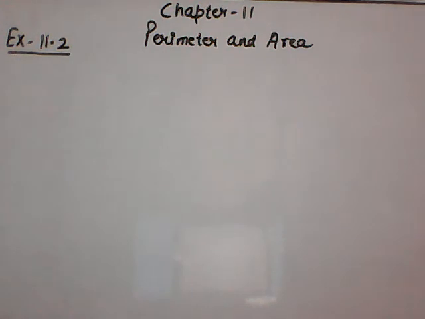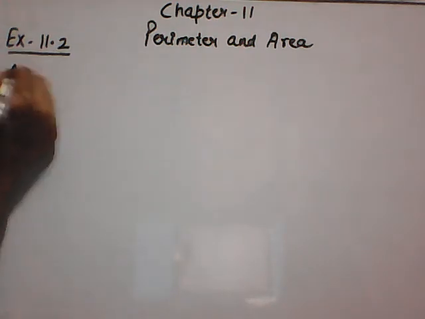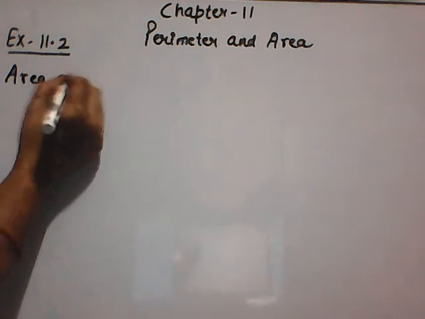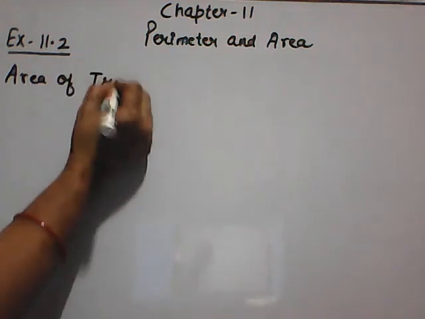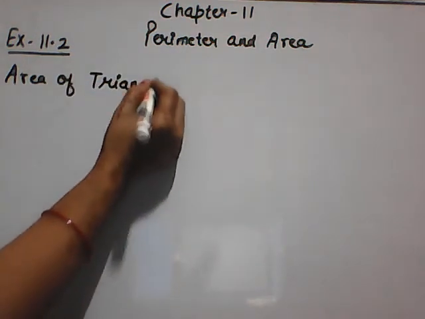Good morning, students. Today we are going to start exercise 11.2 of chapter number 11, and the name of the chapter is perimeter and area. Before starting exercise 11.2, we all need to learn some formulas related to the area of a triangle and the area of a parallelogram. Let's start with the area of a triangle.